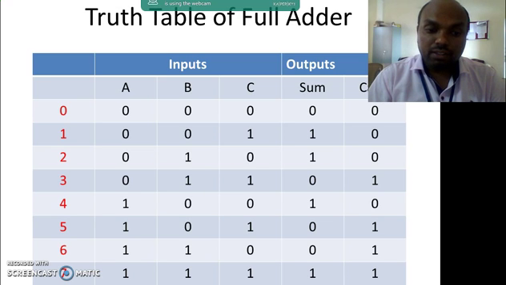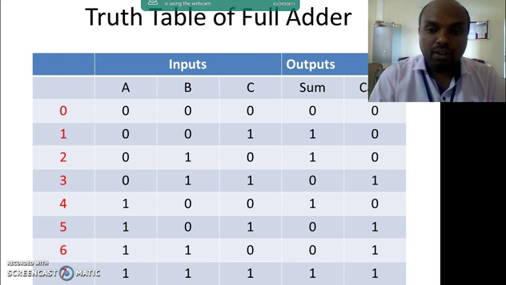In the previous class, we have seen the truth table of a full adder and the K-map of sum for a full adder. In this video, we will see what is the output in the case of carry and how we can write the K-map, and based on the K-map, how we can draw the logic diagram. So earlier we have seen already the truth table of a full adder.